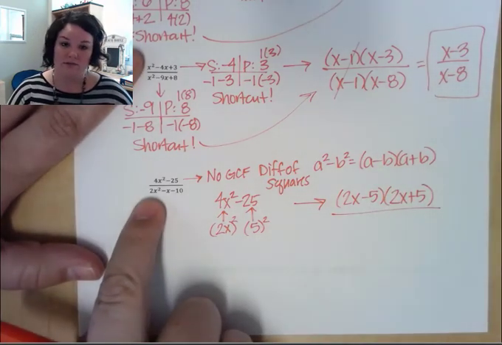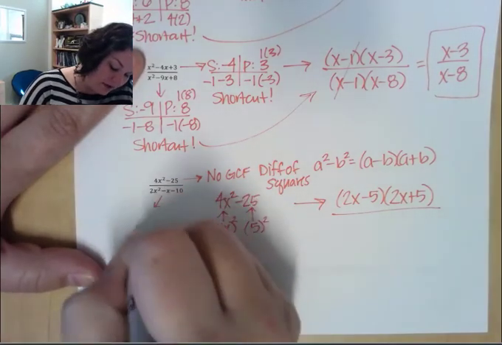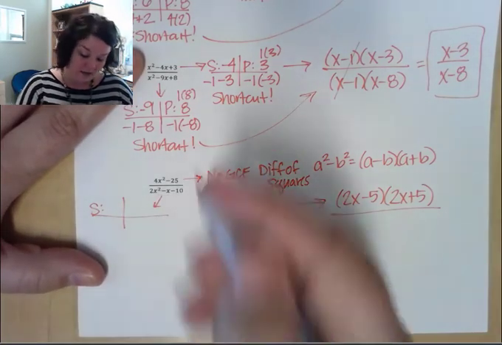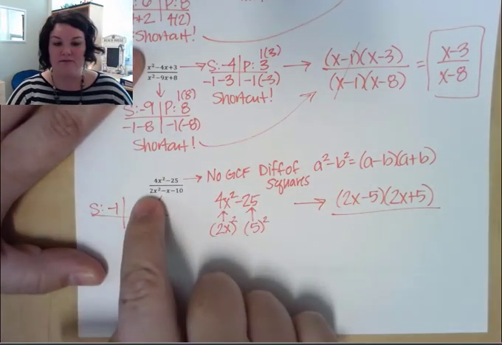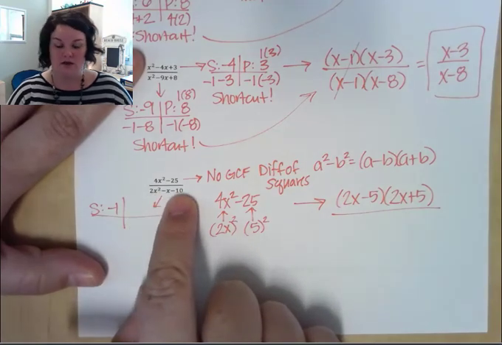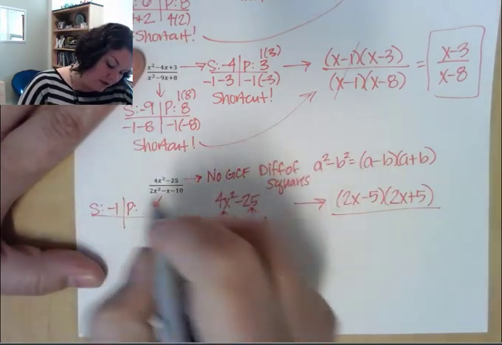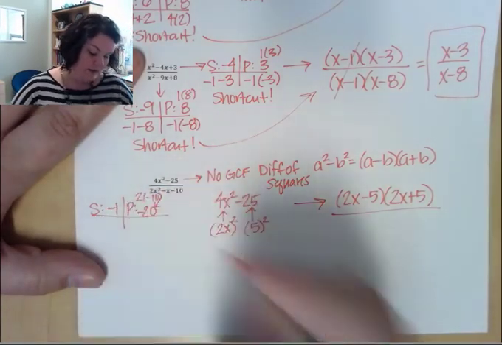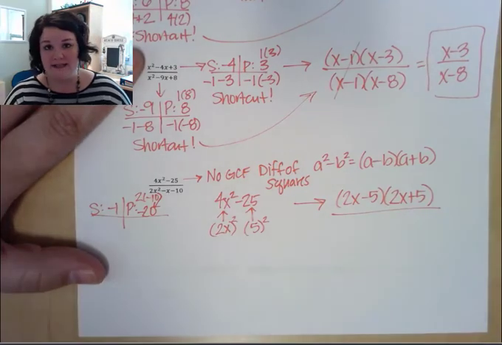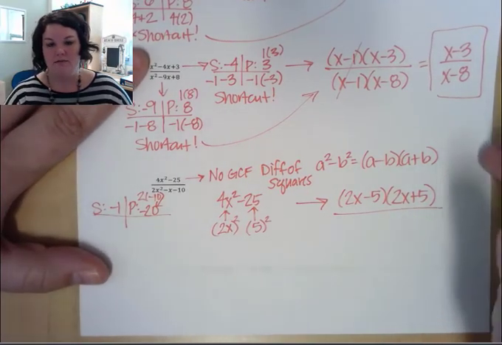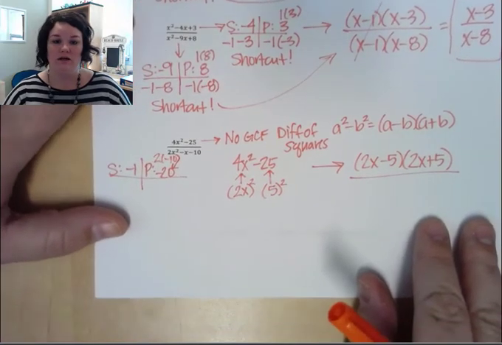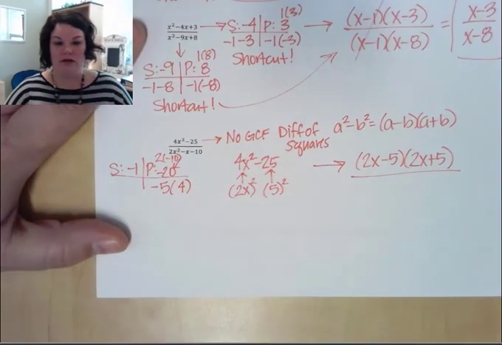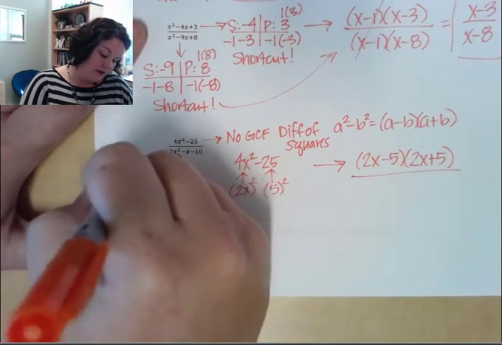Now I need to look at the bottom. Okay, so looking at the bottom, I'm still going to use the sum product chart. My sum is my middle coefficient, which is a -1, and my product is my first coefficient times my last coefficient, right? Which would be 2 times -10, which gives me a -20. So I need something that I can multiply to get -20 that I can combine to get a -1. And that would be -5 and +4, right? So I need to use a -5 and a +4.